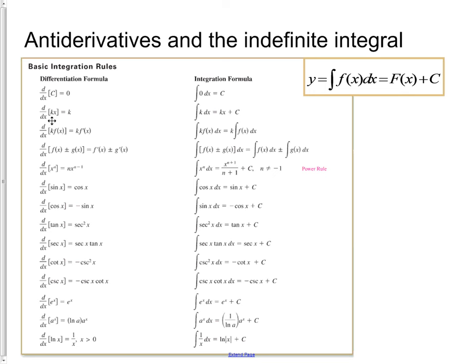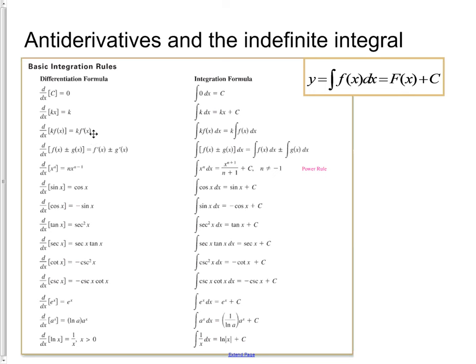If we took the derivative of a constant times x, we would just get that constant k. So it should be the case that the antiderivative of k times nothing, right? The antiderivative of k should be k times x, well, plus a constant.